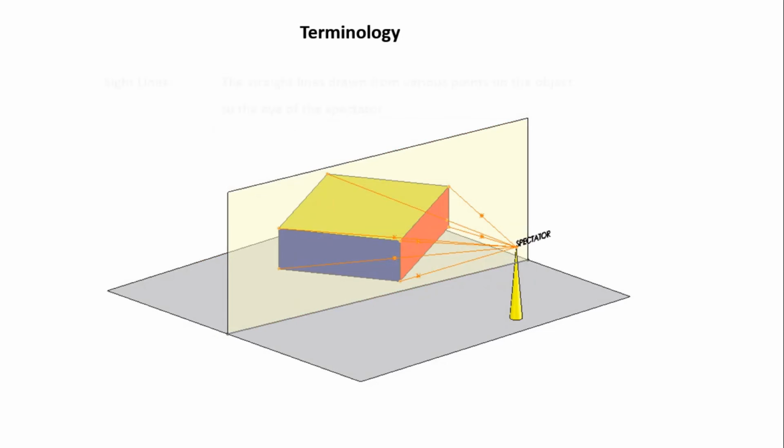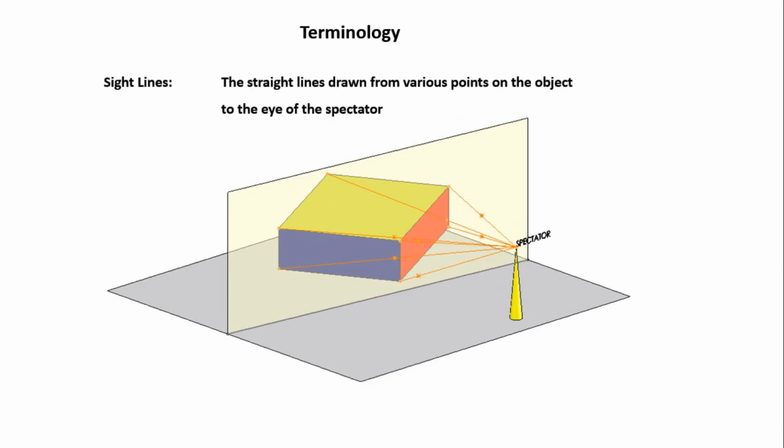Now the sight lines. The sight lines are also known as visual rays. The visual rays or sight lines are the straight lines drawn from the various points of the object to the eye of the spectator. If we draw a straight line from the corner of the object to the eye of the spectator, that line is known as a visual ray, or a sight line. Mostly we call them visual rays.